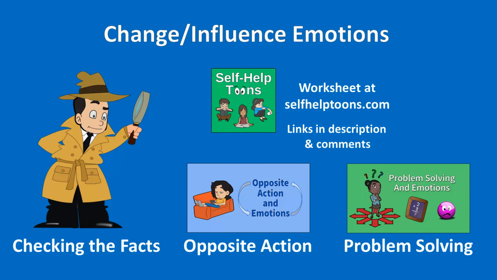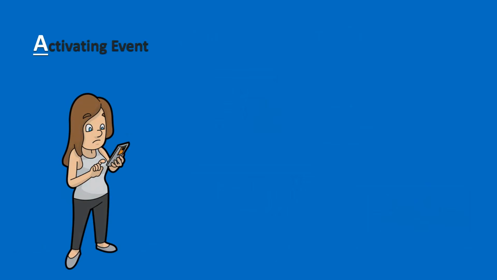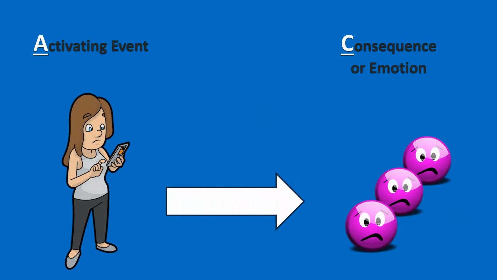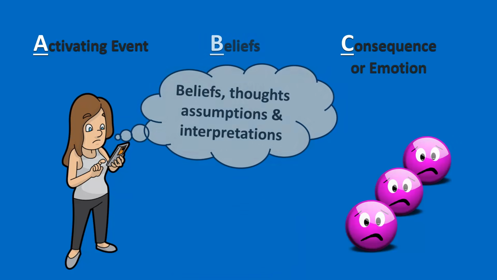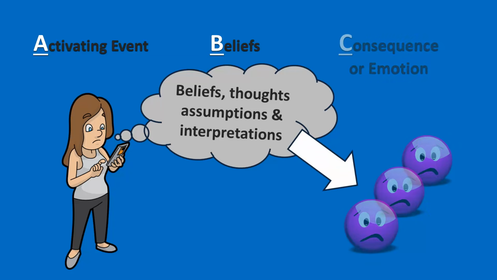Checking the facts stems from a similar premise to cognitive behavioral therapy, and that is our emotions aren't the direct results of situations or events we experience. These events trigger beliefs, thoughts, assumptions, and interpretations that then lead to an emotional consequence. In CBT, we call this the ABC model.